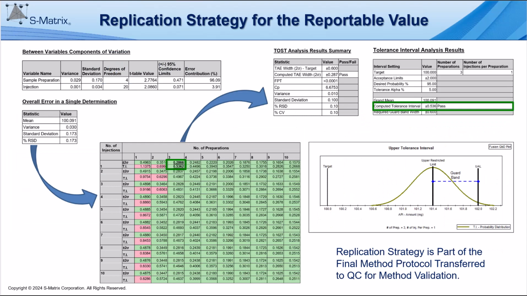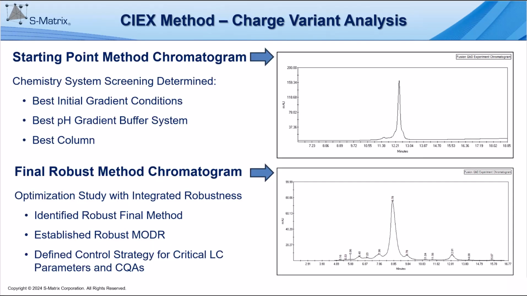Once the sample preparation method has been optimized, the replication strategy study is repeated to identify the optimum strategy for generating reportable values which meet the quantitation performance requirements for the analytical method specified in the analytical target profile. The replication strategy then becomes part of the final method protocol transferred to QC for method validation. This slide summarizes the work and results presented here for the rapid development of this CIEX method.